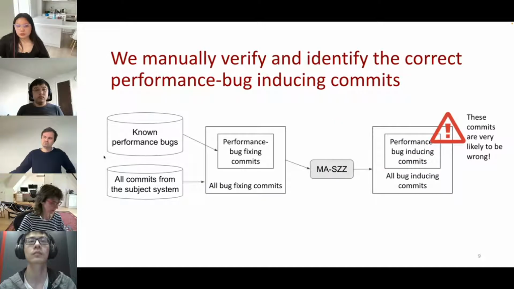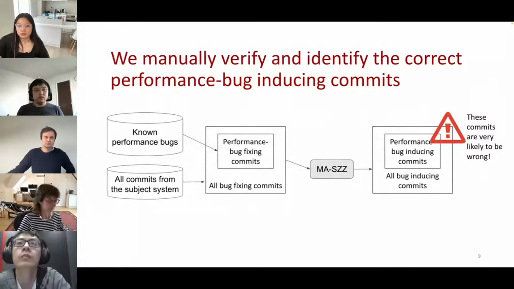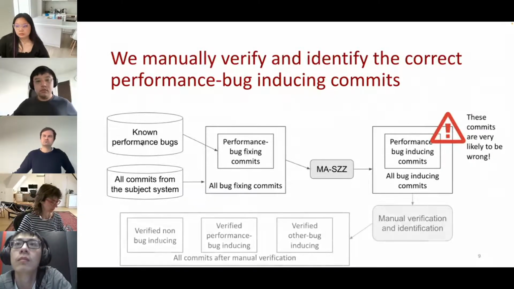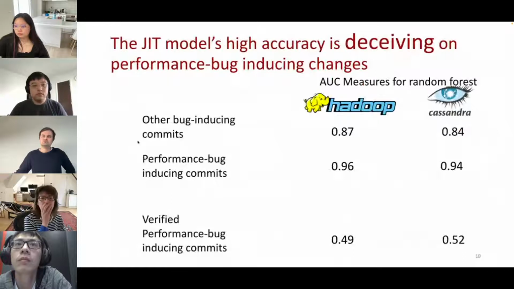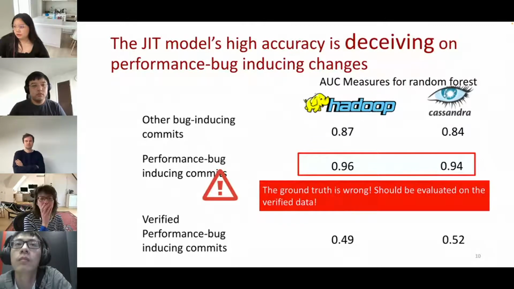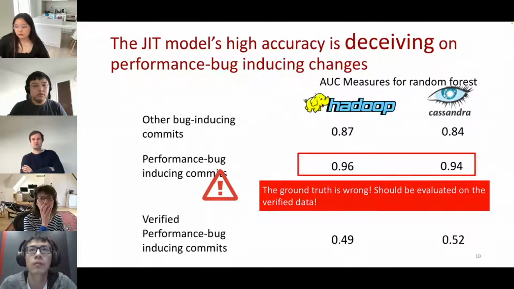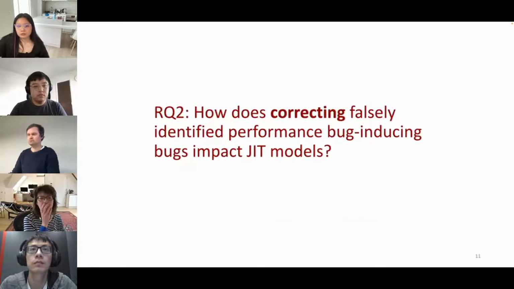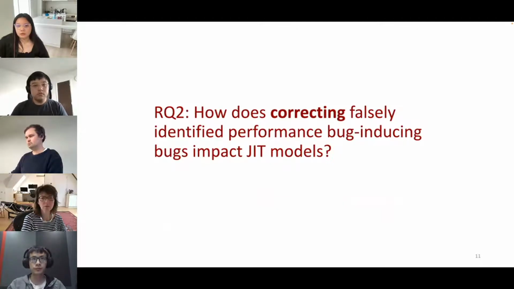So we make an extra step where we manually identify and fix the wrong results from the SEZ approach. At the bottom, you can see the AUC measures are much lower when using the verified performance bug-inducing commits. So from RQ1's result, we can see that the wrong results from SEZ did make a big impact on the model. So in RQ2, we want to see if one can correct such results from SEZ and whether the model can perform better using that as training data.